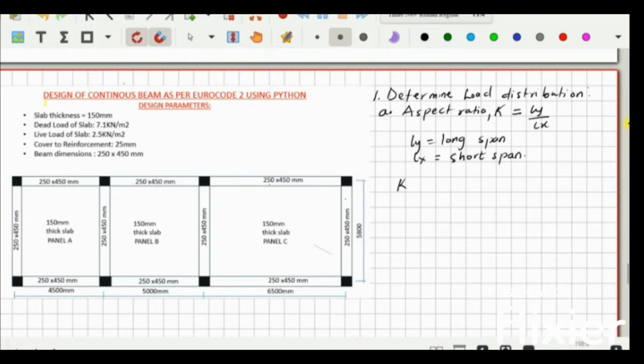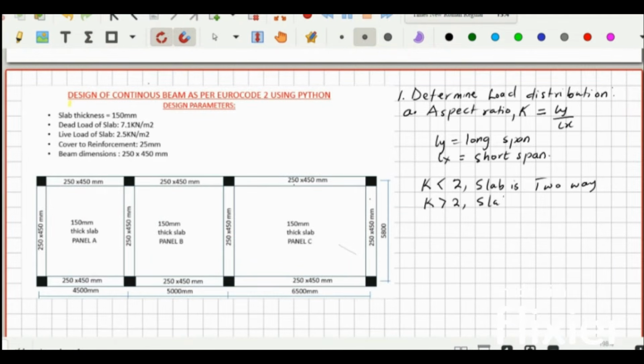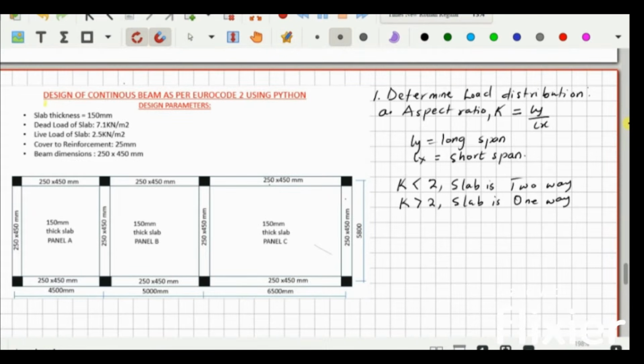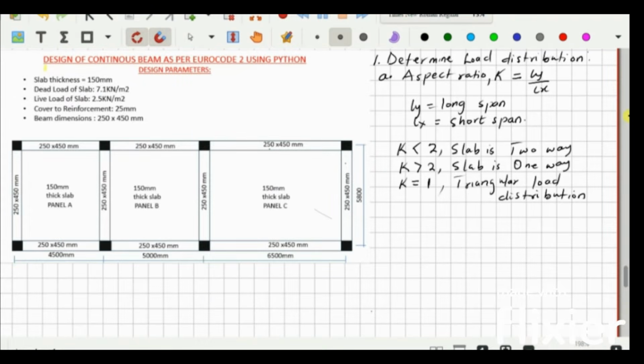So if K is less than 2, then we say the slab is two-way. If K is greater than 2, then the slab is one-way. And then we'll have to establish another condition, that is when the slab has equal dimensions. So if K is 1, then we would say triangular load distribution. And later on, we'll look at how to draw the load distribution within the panels.